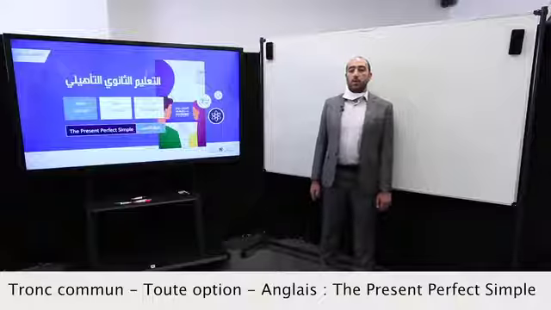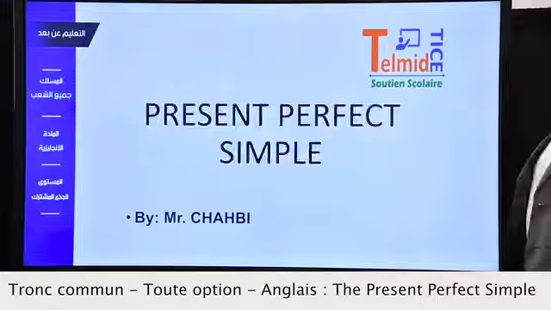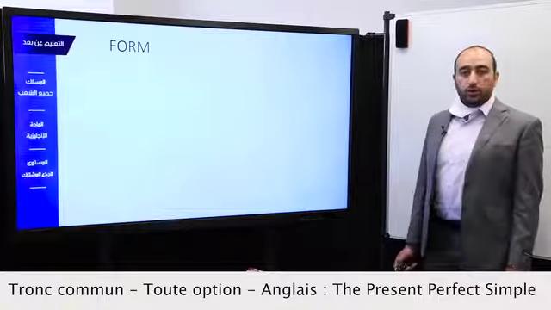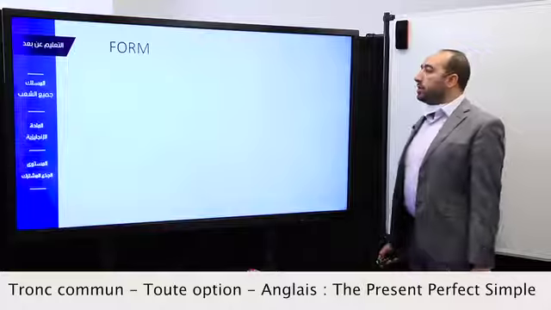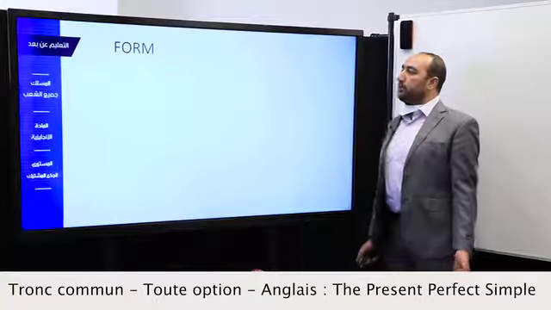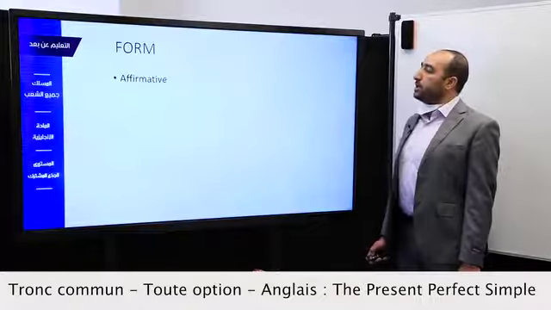Hello everyone, today's lesson is the present perfect simple. We're going to see the present perfect simple, the form and the uses. The form of the present perfect simple, I mean the forms, we have the affirmative, the negative and the interrogative. We'll start with the affirmative.